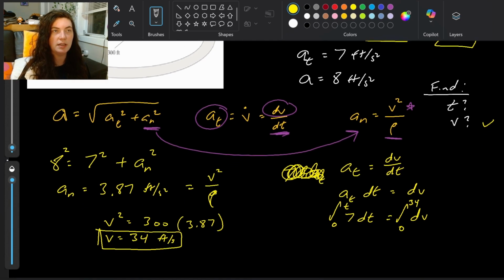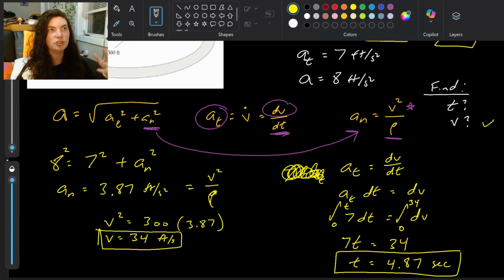These might be the easiest integrals we do in this entire class, because the integral of dt is just going to be t. So 7 times t equals the integral of dv from 0 to 34, which is v from 0 to 34, just 34. So I divide that 7 over, and I get a time of 4.87 seconds.